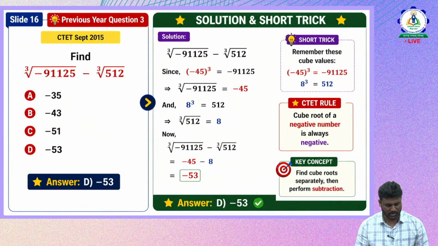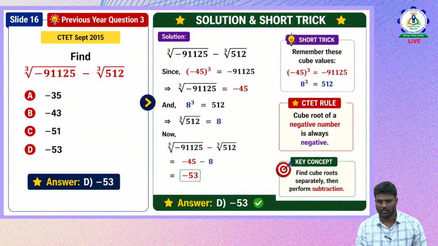Then the next question is: find the cube root of minus 91,125 and the cube root of 512. So what is the value of this one? When you simplify this, what value will we get? So let us see now.